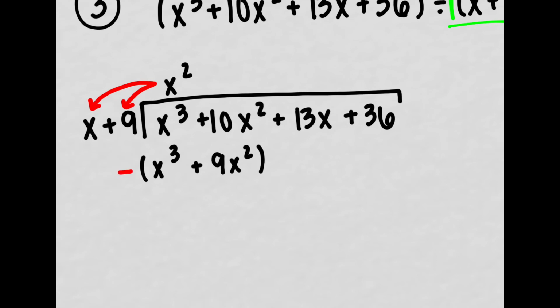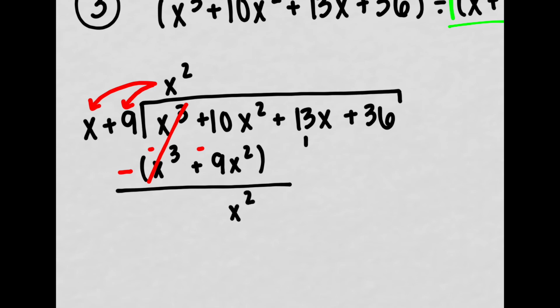That minus sign gets distributed into the parentheses, so it changes the signs of what's in the parentheses. And now we just have a big addition problem. I do x cubed minus x cubed. That just cancels out. It goes away. And that's what you have to do each time. If your first term doesn't cancel out, you've done something wrong. Now I have 10x squared minus 9x squared, and that leaves me with a 1x squared.